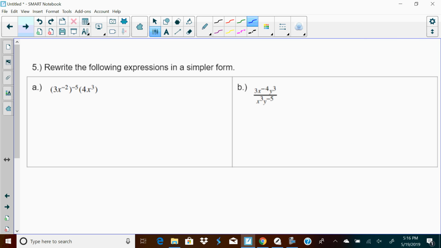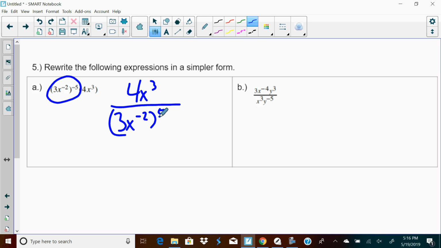Okay. Number 5, rewrite the expressions in simpler form. So for A, the first thing I'm going to do is take this whole part that's to the negative 5th and put it in the denominator. So now I have 4x cubed over 3x to the negative 2 to the positive 5th. So then I do everything to the 5th power. So I do 3 times itself 5.